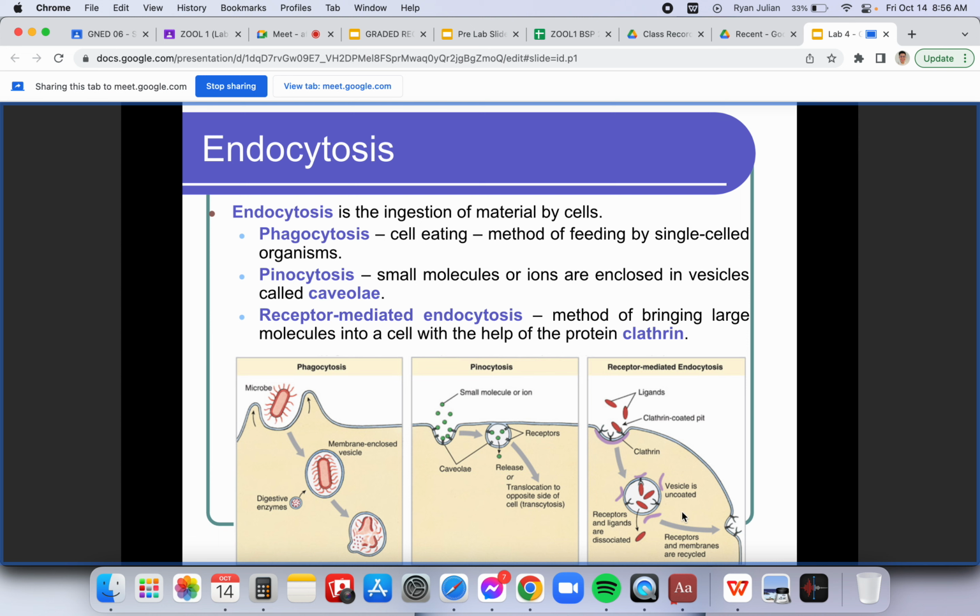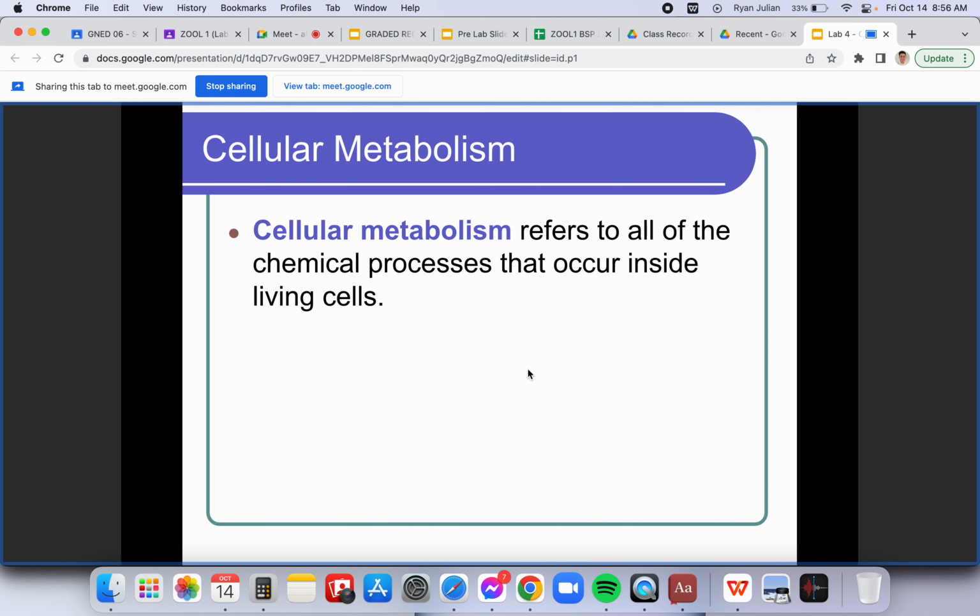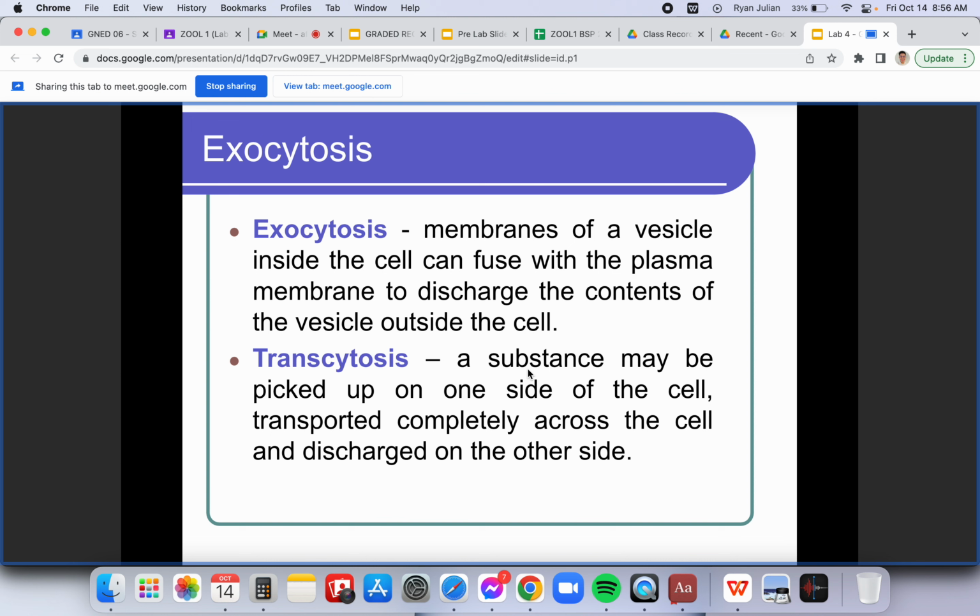And from there, receptors and membranes are recycled, enabling the excretion of the ligands from the cell body. So that's it for the endocytosis. Now let's proceed to exocytosis.